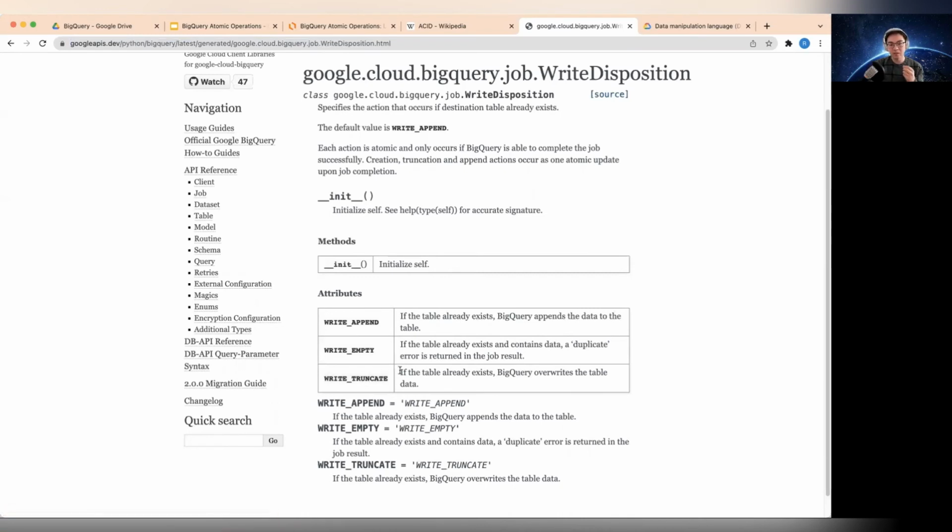Write truncate, whether the table exists or not, it doesn't really care. It goes ahead and truncates that table or the partition in the table, and then it puts the new version of the data into the target table. And this will happen in one atomic operation. You can see here it is also mentioned as one atomic update on completion, right? So this is the first one.